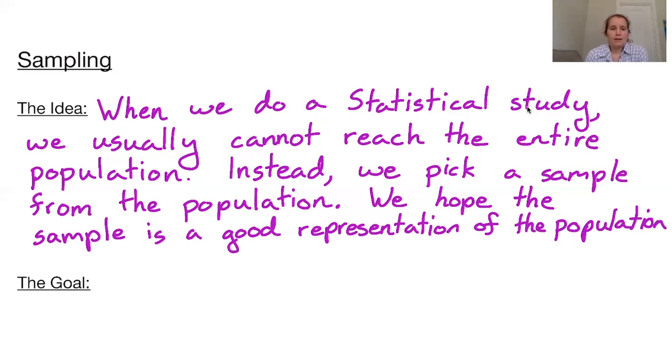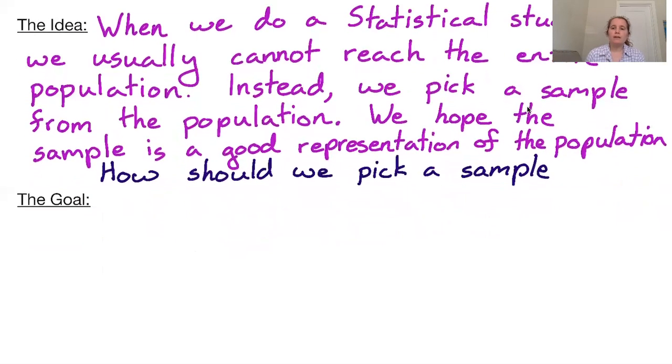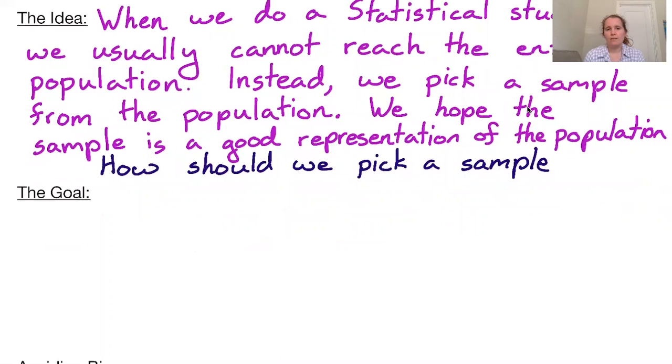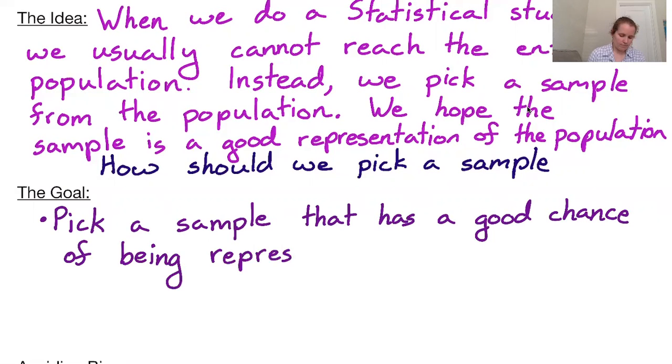So the question is, how should we pick a sample? So the goal when we go about picking a sample, again, is to pick a sample that has as good a chance as any of being representative of the population.